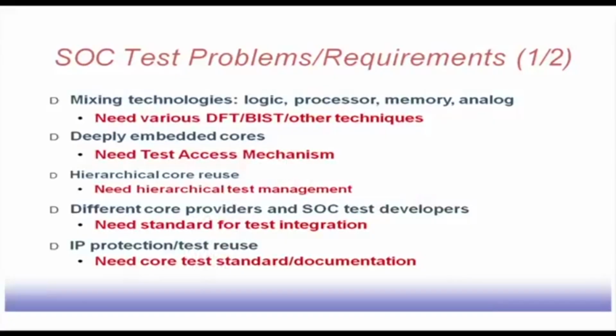And finally, the IP protection and test reuse. So, we need core test standard and documentation. So, this is another very important issue. So, without divulging the IP, how can we ensure that this IP can be utilized, its test philosophy can be utilized, and so this IP reuse is a very important issue, and somehow under this SOC design paradigm we have to take care of this.